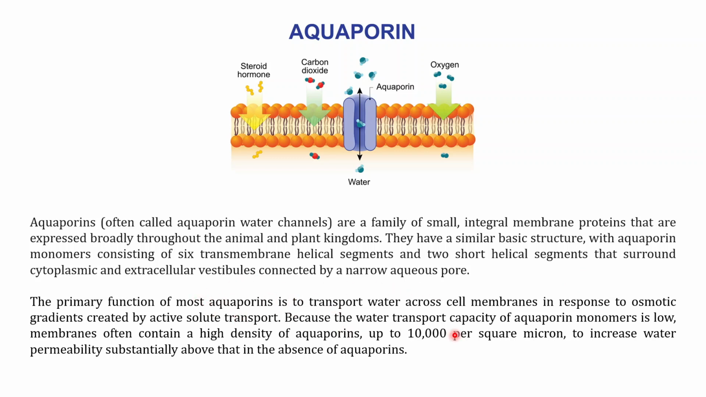And because the water transport capacity of aquaporin monomers is quite low, membranes that require them actually have a very high density of aquaporins. You can have up to 10,000 per square micron, right? This substantially increases water permeability above that in the absence of aquaporins. So aquaporins are not the only transport mechanism, but they substantially increase the ability to move water across a membrane.